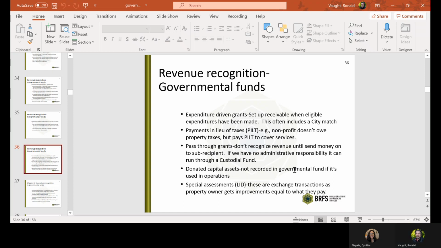Special assessments. LIDs. These are exchange transactions and property owners get improvements equal to what they pay. So we talked about that a couple weeks ago, where we set up a local improvement district. And we provide sewer or water or streets or sidewalks or whatever it is that the property owners want. And in exchange, they pay assessments for 20 years and we sell bonds and do the work. And they get what they want and we get reimbursed for the cost of it.